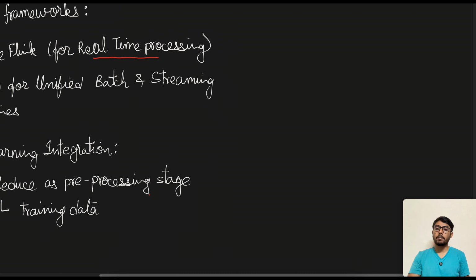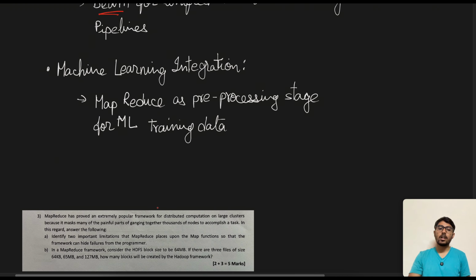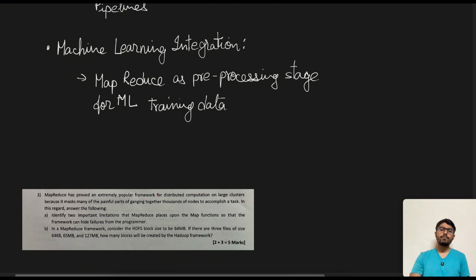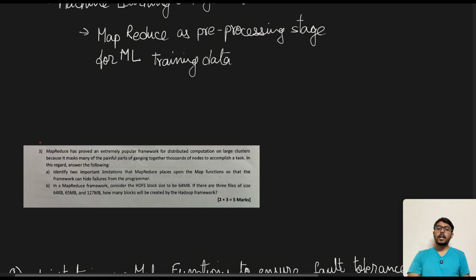Alright, so returning back to the video, now we will visit the next part, which is Hadoop file system. So, this is another topic. Read the question first. So, as we saw, MapReduce has proved an extremely popular framework for distributed computation on large clusters because it masks many of the painful parts of ganging together thousands of nodes to accomplish a task, right.